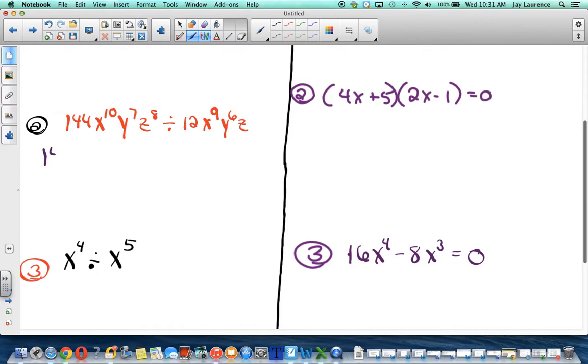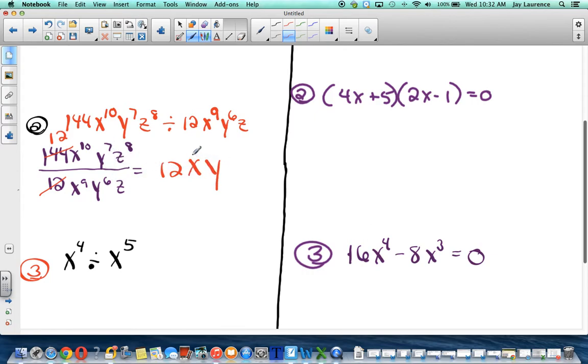Again, I love to have it written as a fraction, over x to the 9th, y to the 6th, z. Okay, and I know 12 goes into 144 12 times. I know that x to the 10th divided by x to the 9th, there's going to be 10 x's being multiplied in the numerator, 9 in the denominator. 9 of them are going to cancel with the 9 in the numerator. There's going to be 1 x left, or an x to the 1st. Same thing with the y's. There's going to be a y to the 1st left. And the z's, it looks like there's going to be a z to the 7th left.